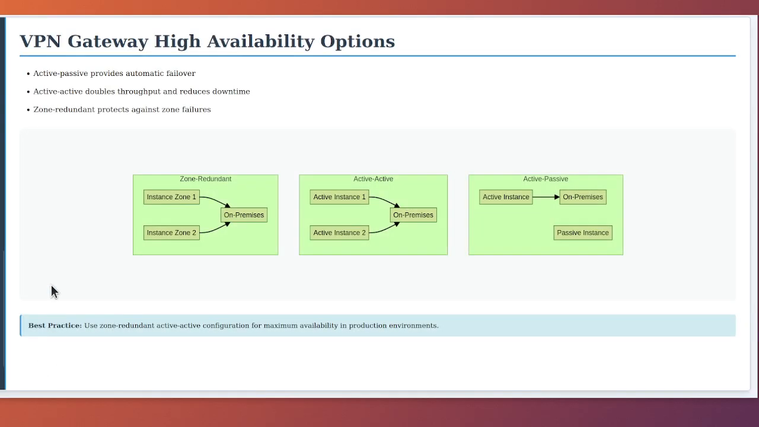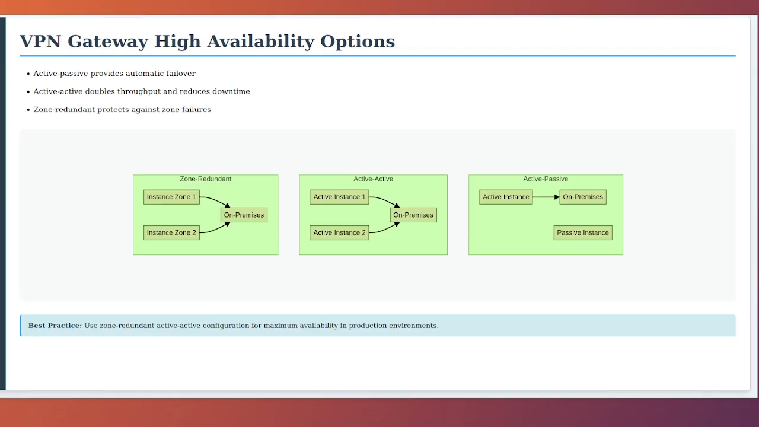VPN Gateway High Availability Options. Azure VPN Gateway provides several high availability configurations to ensure continuous connectivity even during planned maintenance or unexpected failures. Understanding these options is essential for designing resilient hybrid cloud architectures that meet your business continuity requirements and SLA commitments.